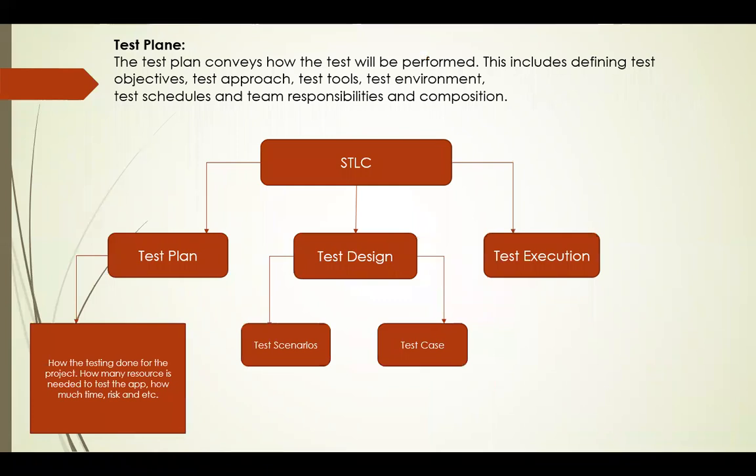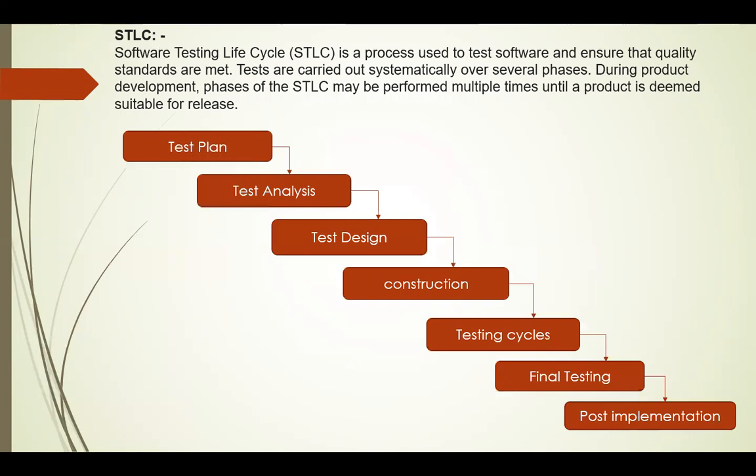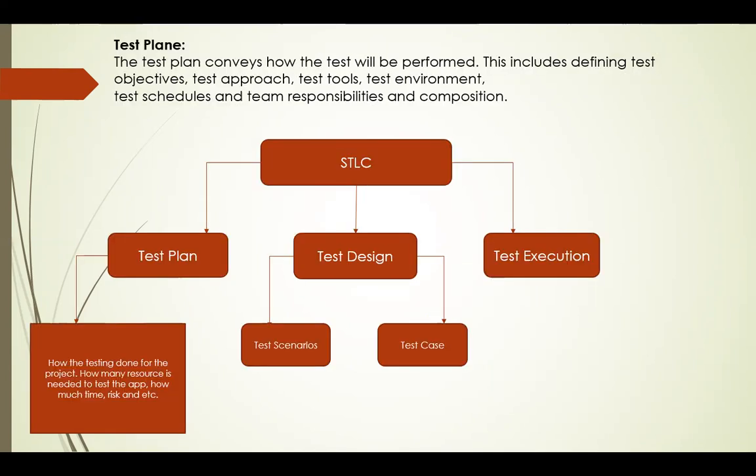Now we have prepared a diagram for STLC that in STLC we have 3 stages: test plan, test design, and test execution. It means that a brief part of this STLC we cover in these 3 sections. First stage will be test plan, second stage will be test design, and third stage will be test execution. That was all about the final test and post implementation. Okay, what is test plan? We did cover that. We will prepare some sort of documents.